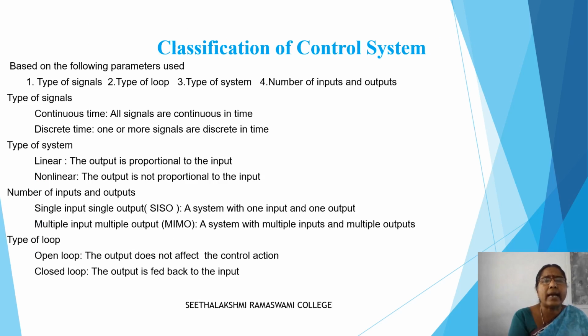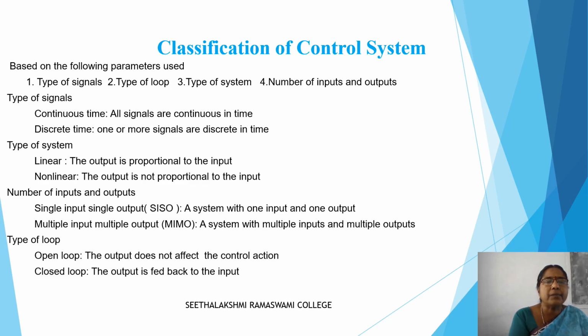Next one is the classification of control system. Control system is classified according to the parameters used in the system. The parameters are type of signal, type of loop, type of system and number of inputs and outputs. According to the type of signal, the control system is classified into continuous time control system and discrete time control system. In continuous time control system, all signals are continuous in time, and in discrete time control systems, one or more signals are discrete with respect to time.